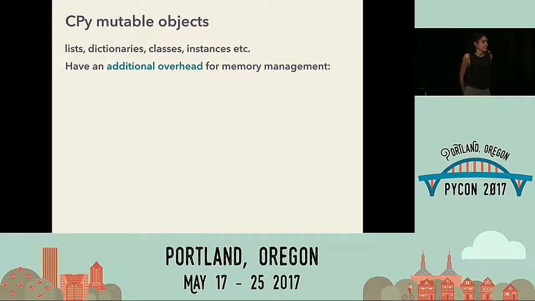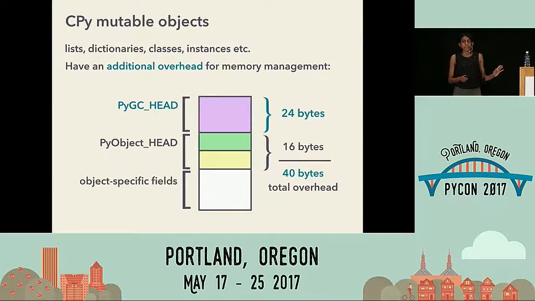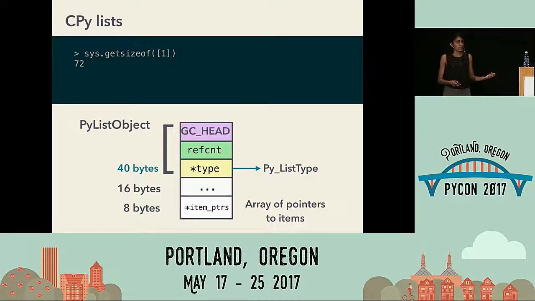That brings us to the subject of mutable objects, that can change their size. In CPython, it turns out these objects have an additional memory management overhead. So not just the ref count field, but another 24 bytes for this PyGC header that we'll come back to. So the total overhead just for memory management of these objects is 24 bytes plus 16 bytes, which is 40 bytes.